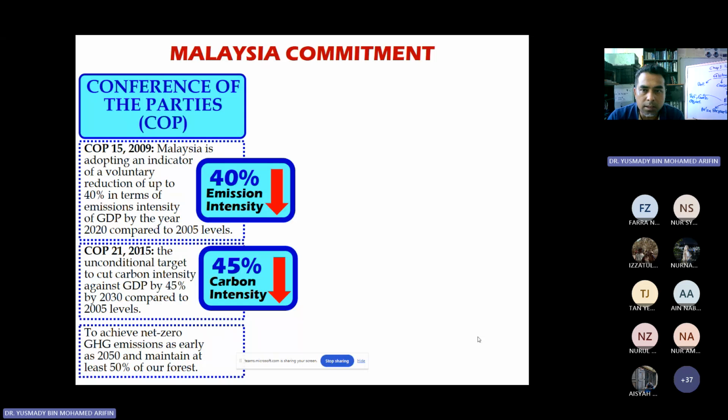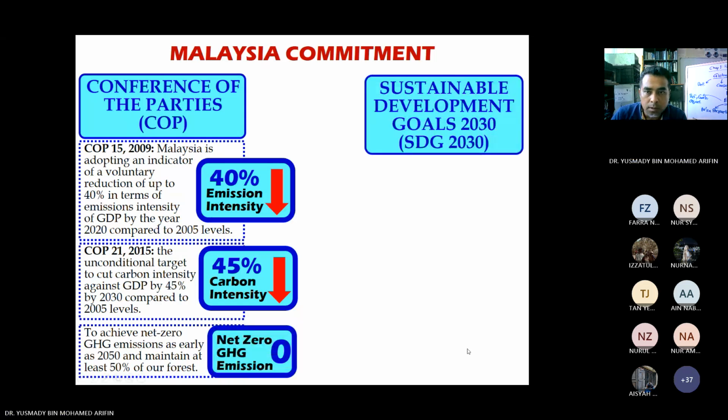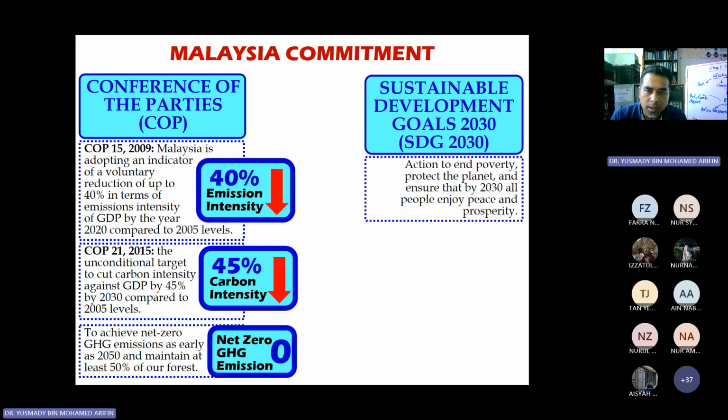The other one is the motivation that comes from the Sustainable Development Goals 2030. In short form, we call it SDG 2030. Okay, where these target objectives or goals consist of actions to end poverty, protect the planet, and ensure that by 2030 all people enjoy peace and also prosperity. So these are the aims of the SDG.